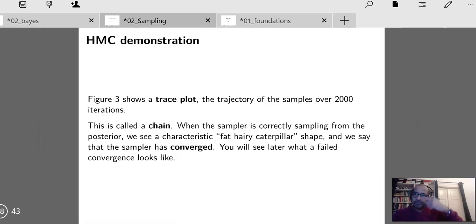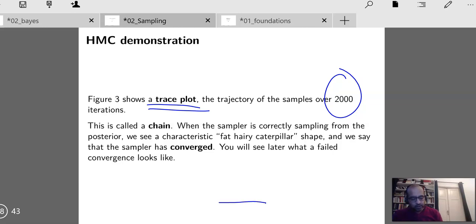as the sampler is iterating through those 10,000 or whatever, 1,000, 2,000 iterations, what we can do when we finish sampling is show something called a trace plot, which shows us over all the iterations what the trajectory of the sampler was, right?